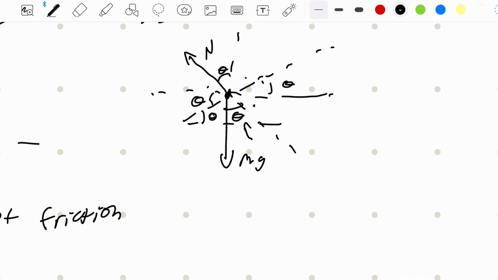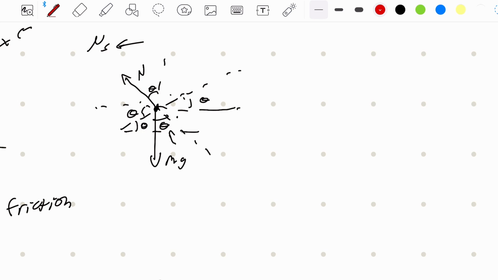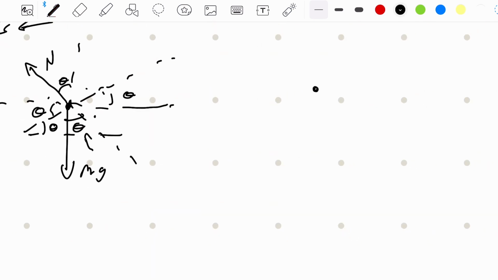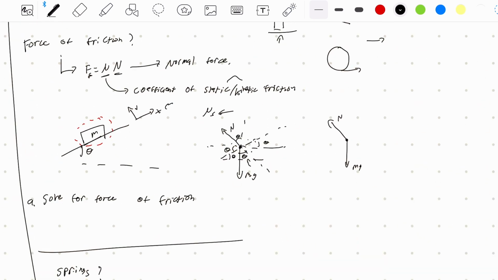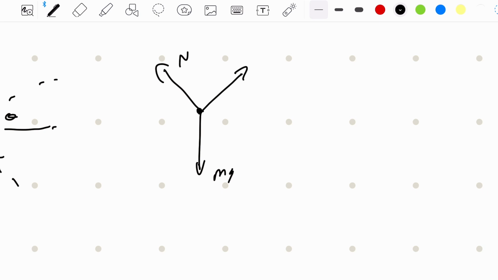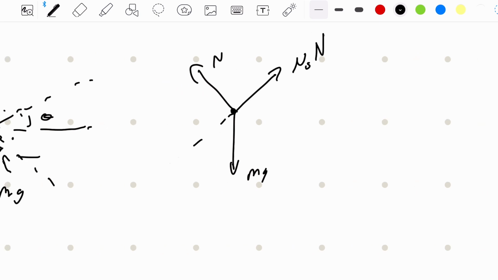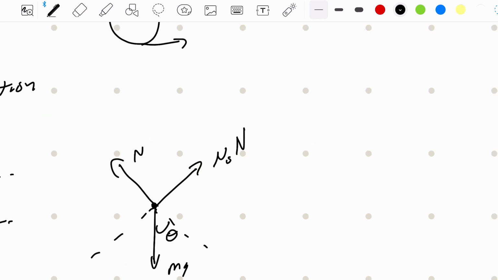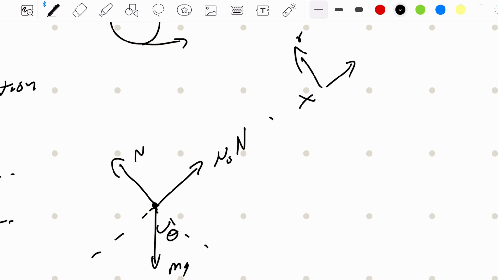So let me draw this a little bit cleaner now so you can see it. We have our normal force going like this, we have our gravity force going like this, and we have some force of friction holding this box up. So we're going to have mu times n going that way, up the hill. And we said that this is where that angle theta lies. And we know that this is going to be the component in the x, and this will be the y.